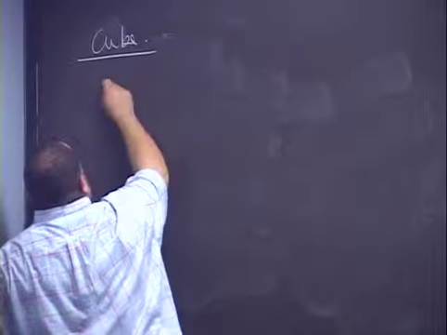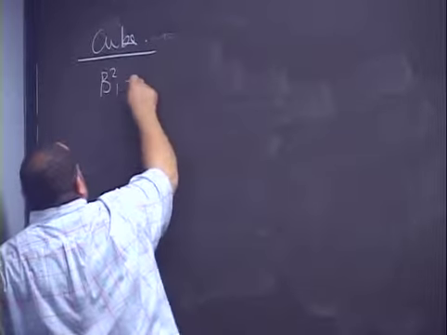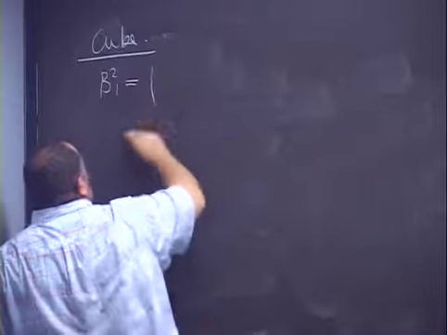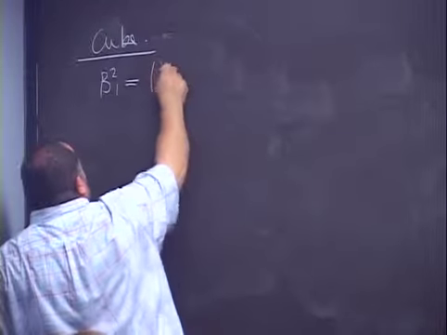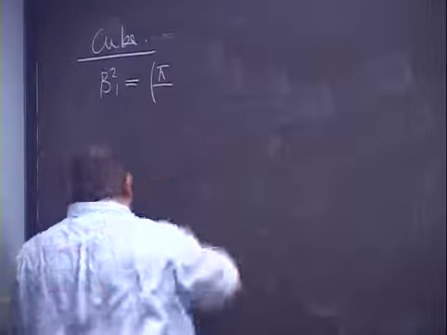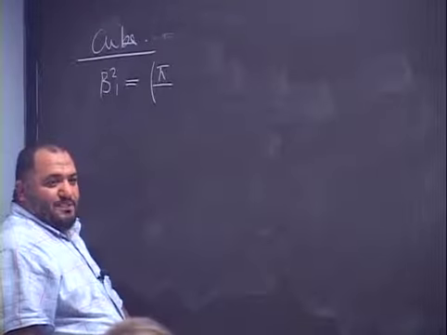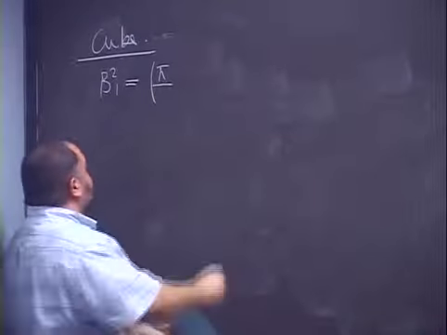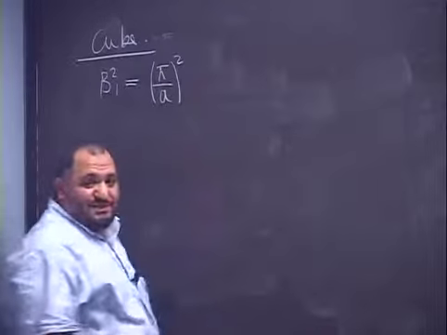you knew what is the geometrical buckling, B square 1, for a cube. When we solved for a slab, it was what? Pi over what? Come on, guys. Last lecture. A extrapolated. So this is what? Pi over A square. Yes?